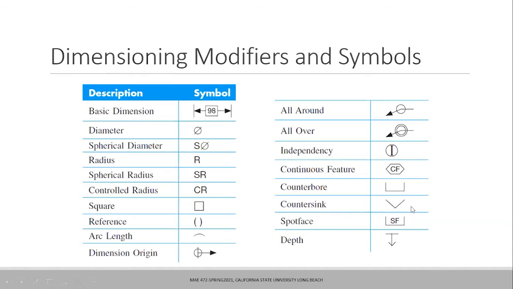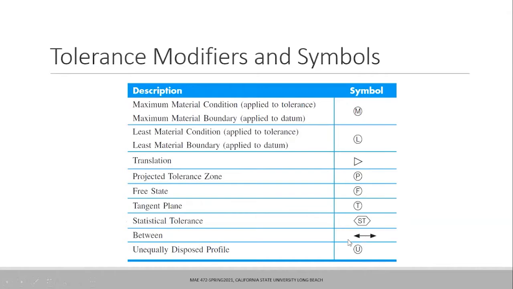Similarly, counterbore and countersink are mentioned using these symbols here. Spotface, depth. This basically controls the machining or fabrication of the part. If you are using a counterbore operation or a countersink operation, you can provide tolerances using this type of symbols. Some more symbols we will come across, and we'll discuss more about that. Basically, we will only require the M and L modifiers.